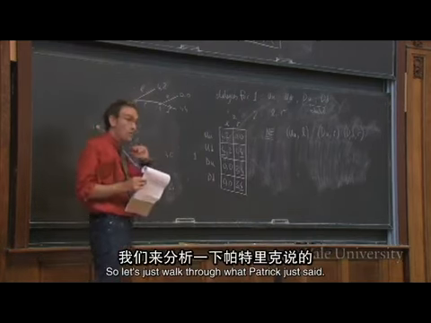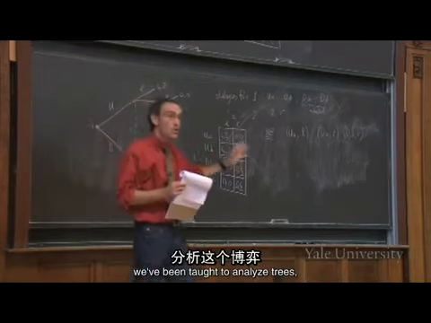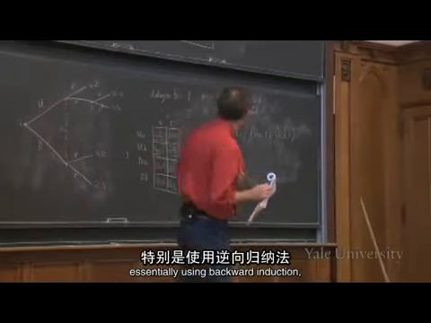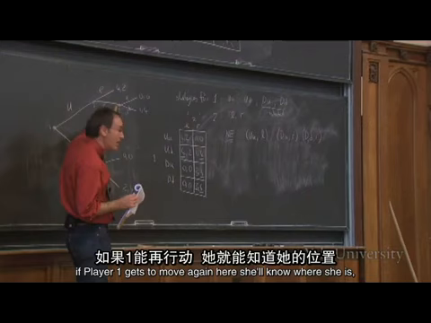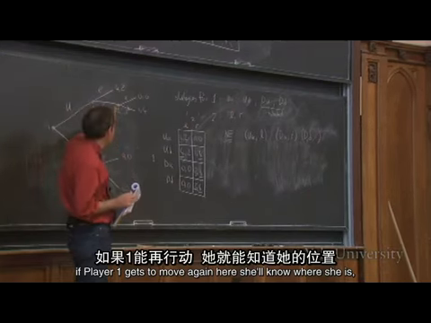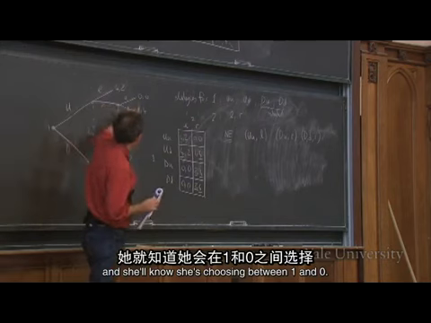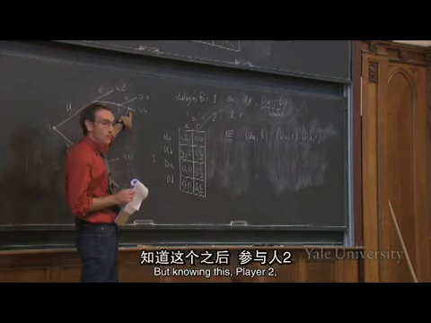Good. So let's just walk through what Patrick just said. That's very good. If we just analyze this game the way we've been taught to analyze trees, essentially using backward induction, we first of all observe that if player 1 gets to move again here, she'll know where she is, and she'll know she's choosing between 1 and 0. She's going to choose down. Is that right? She's going to choose down.